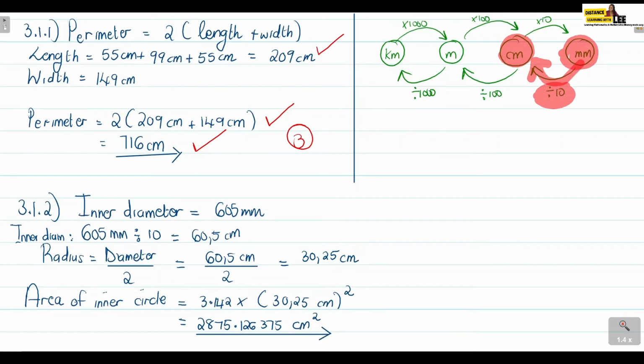You will get a mark for converting your inner diameter to centimeters. You'll get another mark for realizing that to get your radius you need to divide by 2, to get your 30.25 centimeters. You'll get a mark for correctly substituting your values into your formula, and the final mark is for your final answer.